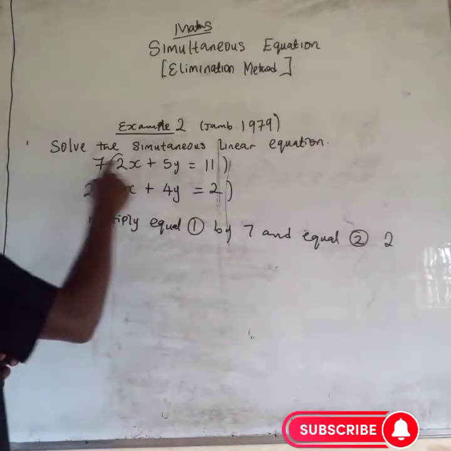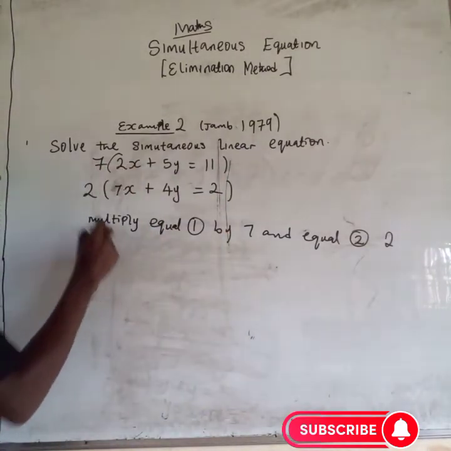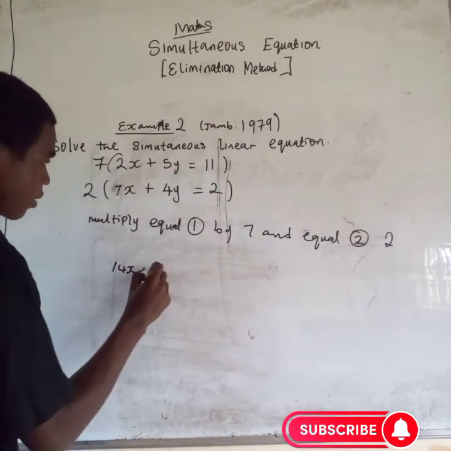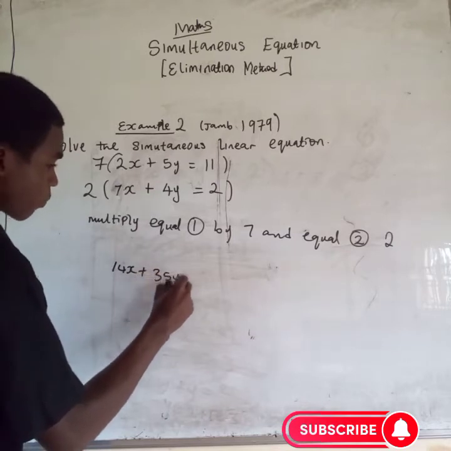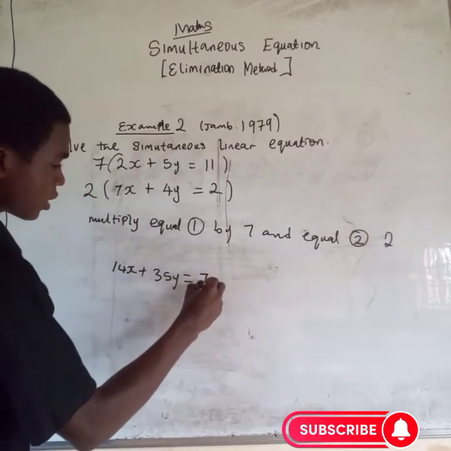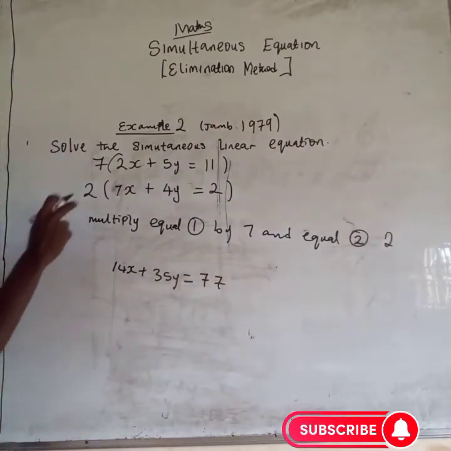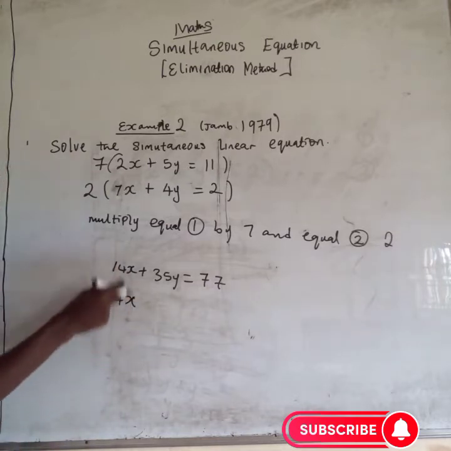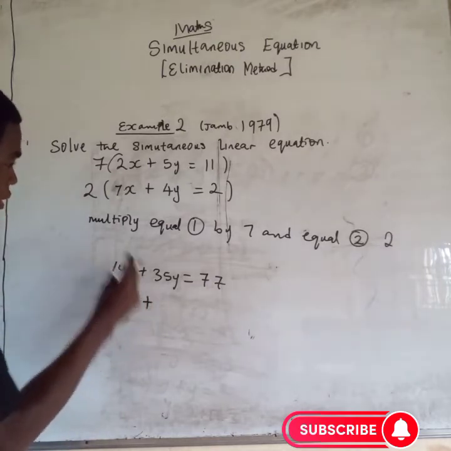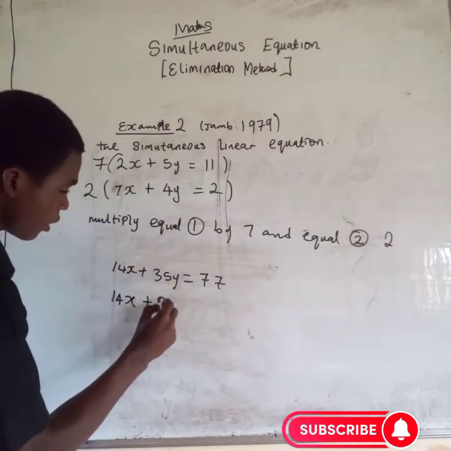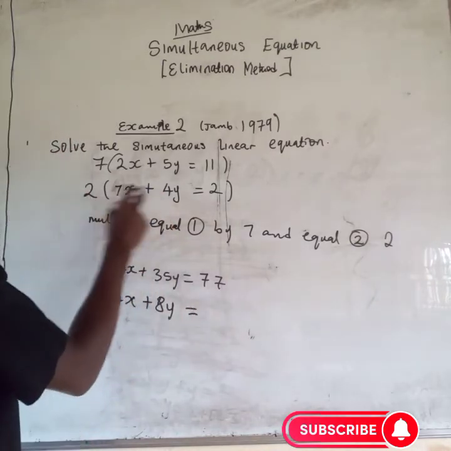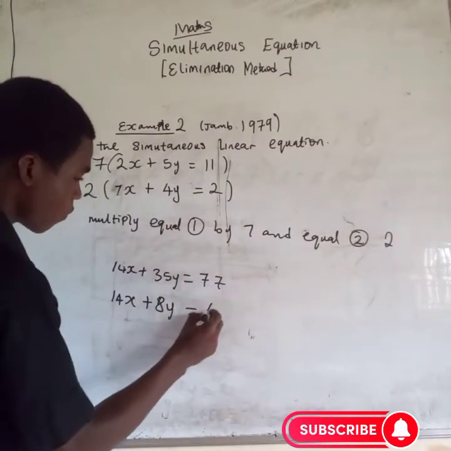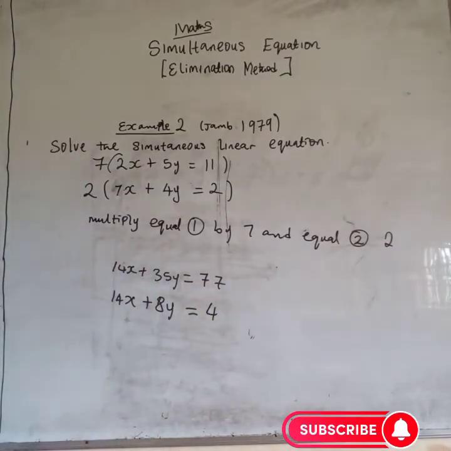So let's continue. 7 multiplied by 2 becomes what? 7 times 2, 14x. 7 times 5 is what? 35y. 7 times 11 is what? 77. Right? 2 times 7x is what? 14x. Now you discover that they are equal, right? That's our main aim. 2 times 4y is what? 8y, equal to 2 times 2, which is 4. Now what do we do? We can now subtract.